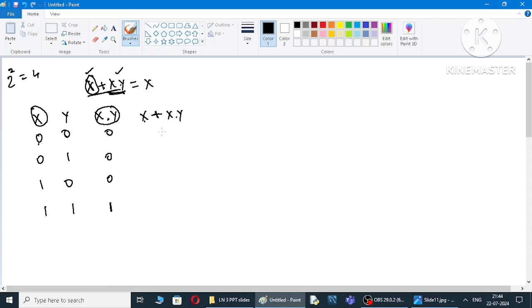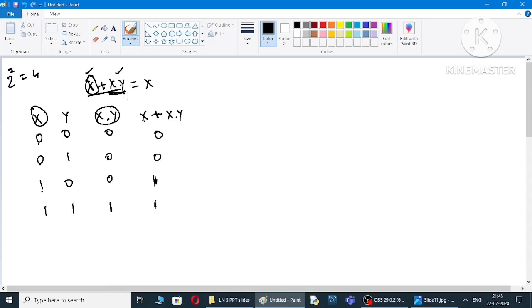0 plus 0 is 0. 0 plus 0 is 0. 1 plus 0, so any 1 means output is 1. Here also both are 1s, so output is 1. So logical addition does not mean 1 plus 1 equal to 2. That is wrong. In addition, the rule is 0 plus 0 is 0, 1 plus 0 is 1, 0 plus 1 is 1, 1 plus 1 is also 1. So any one input is 1, output will be 1.